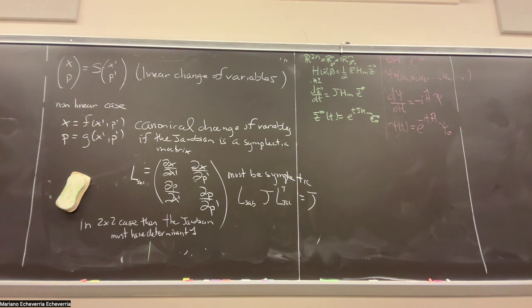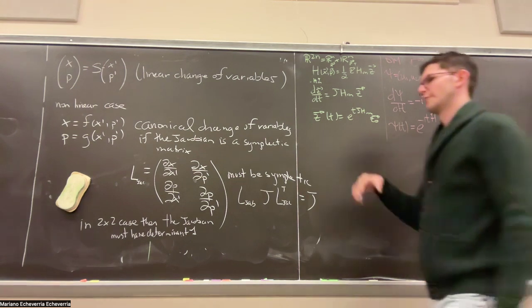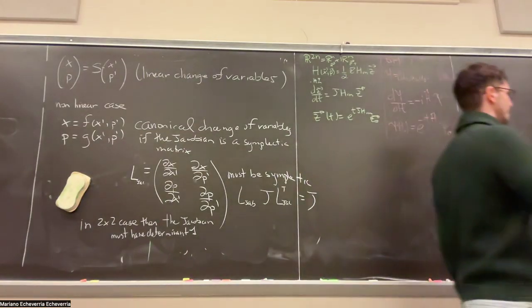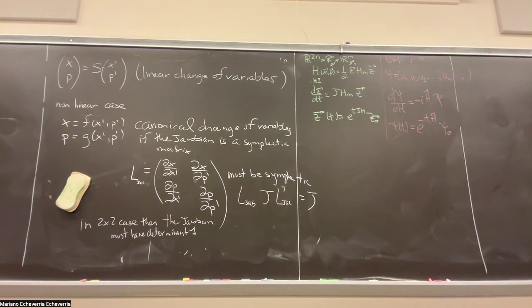So that's kind of the extension of being symplectic or canonical. I guess you call them more canonical transformations in this case. So a canonical transformation is one where the determinant is one. Maybe it's good to do an example here.